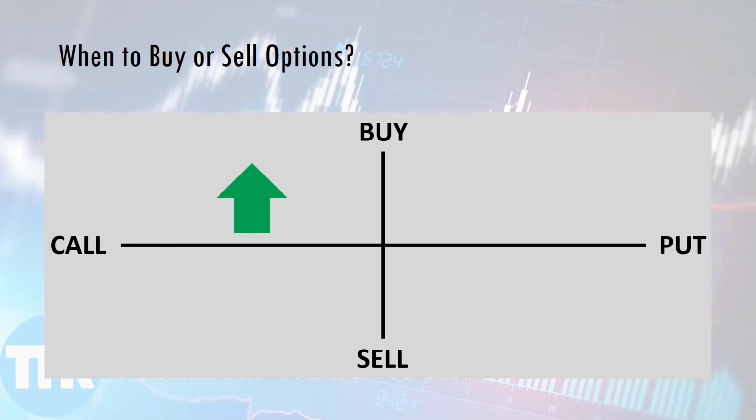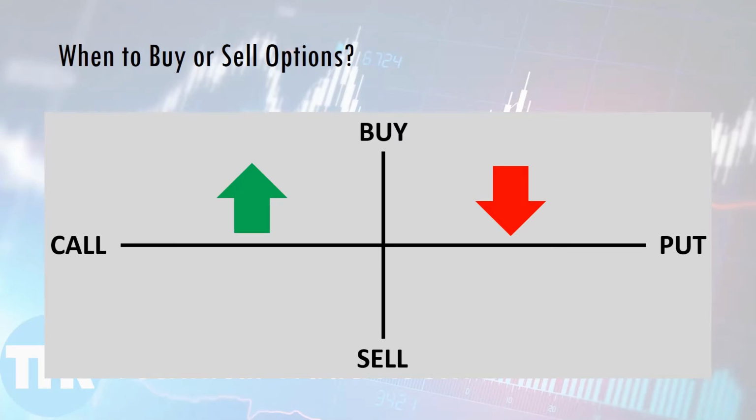Second, let's say that you think the opposite is going to happen and you think that the stock is going to go down in time. Then you may want to buy a put option, as you will be locking in a sell price that you hope will be much higher than the stock's price in the future.